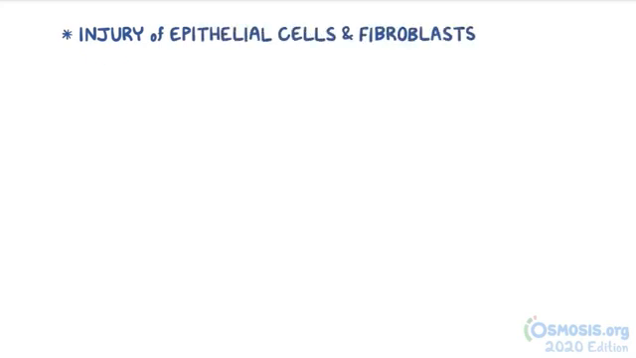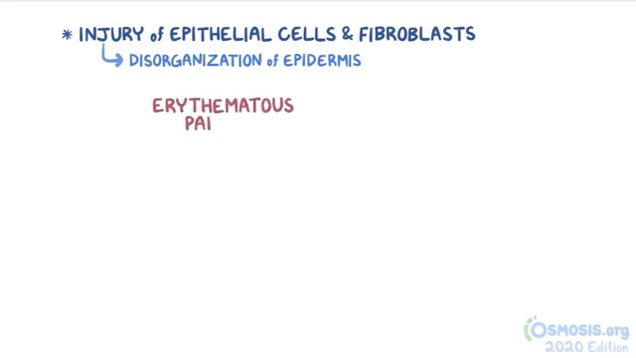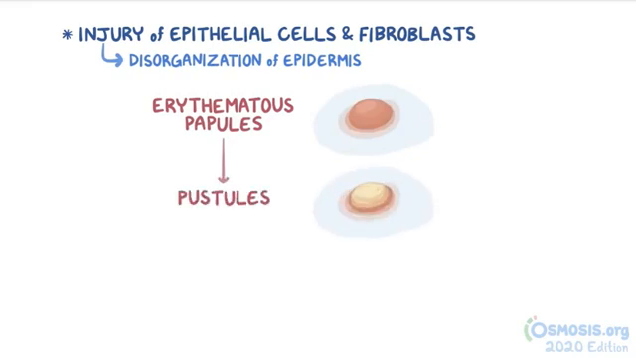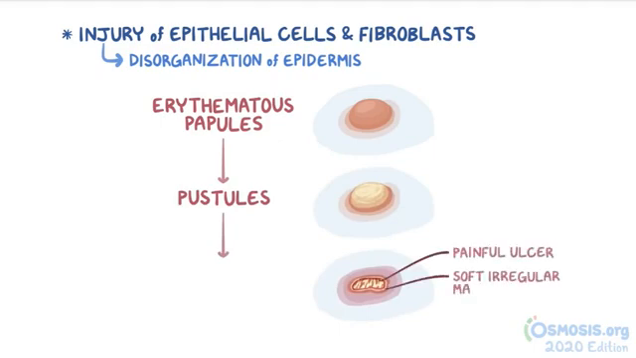So all of these processes lead to injury of epithelial cells and fibroblasts, which lead to disorganization of the epidermis and formation of erythematous papules, which are red elevations of the skin. Eventually, papules collect pus and become pustules. Then the pustules rupture, leaving behind an extremely painful ulcer with soft, irregular margins, called a soft canker.